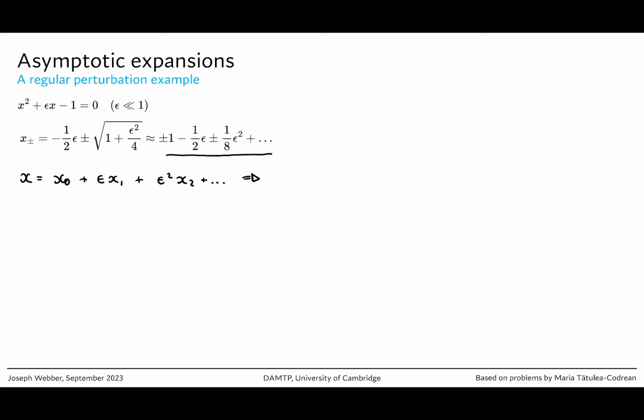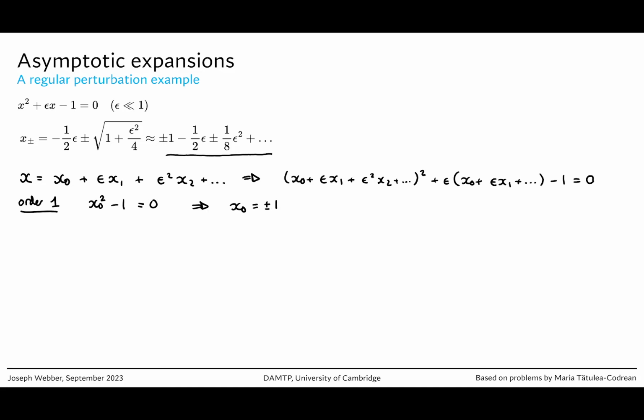So when we plug that into the equation here, this becomes (x0 plus epsilon x1 plus epsilon squared x2 plus ...) all squared plus epsilon (x0 plus epsilon x1 plus ...) minus 1 equals 0. And I've truncated that one early because we're only going to be working up to order epsilon squared here. Okay, let's look at the terms of this equation at order 1, at the leading order. We have an x0 squared, and we have a minus 1 equals 0, and so that gives us that x0 is equal to plus or minus 1.